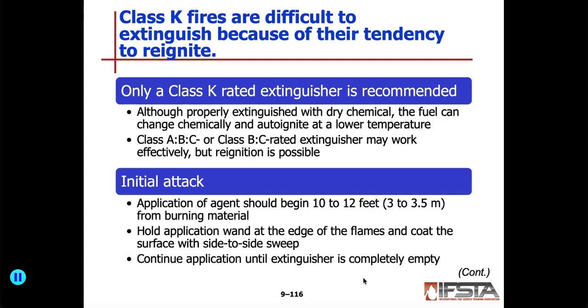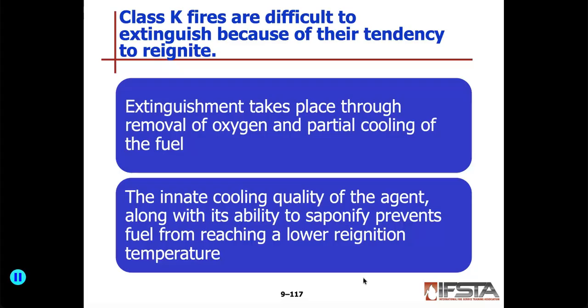Your initial attack application of the agent needs to begin about 10 to 12 feet from the burning material. Hold the wand at the edge of the flame, and then coat the surface with a side-to-side sweep. You want to continue that application until the extinguisher is completely empty. Extinguishment takes place through the removal of oxygen and then partial cooling of the fuel, so it works on two parts. The innate cooling quality of the agent, along with its ability to go through that saponification process and create that film or foam, prevents that fuel from reaching a lower ignition temperature.